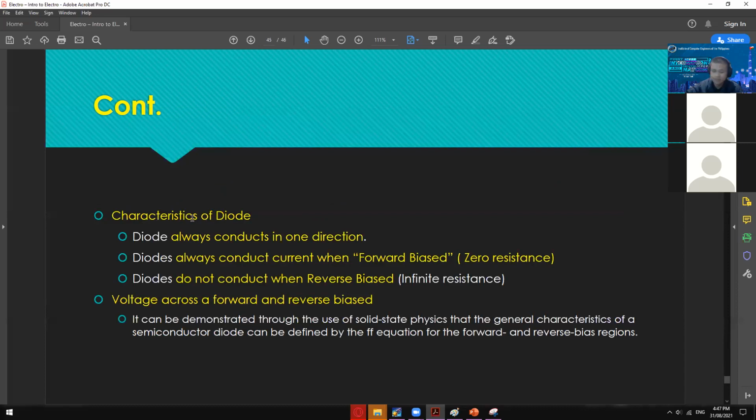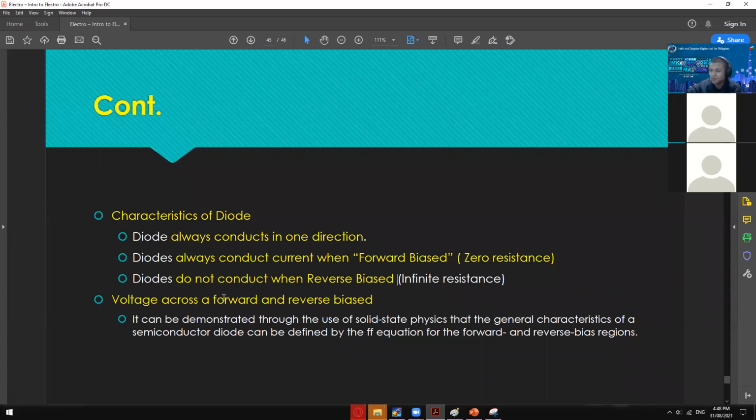Here are the characteristics of diode. Diode always conducts in one direction. Diodes always conduct current when forward bias, or zero resistance, and diodes do not conduct when reverse bias. So parang sinasabi nila infinite resistance, pero meron pa rin. I think na mention dito, hindi pa yata dito, mamaya pa yata. Anyway, hindi nabanggit, but ulitin ko lang: sa reverse bias, meron pa rin. In actual, we call that one the leakage current or leakage voltage.